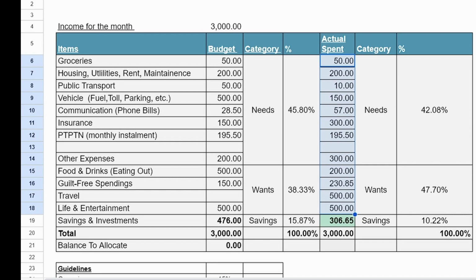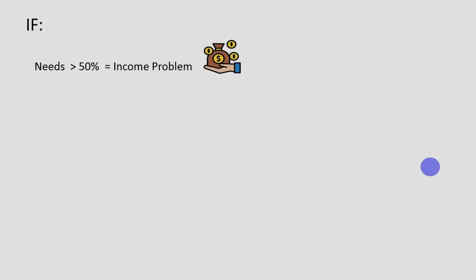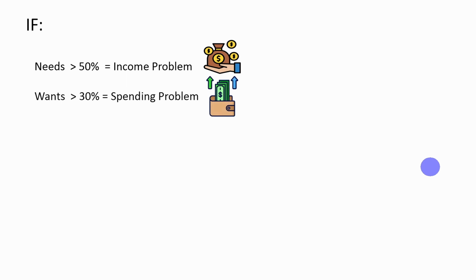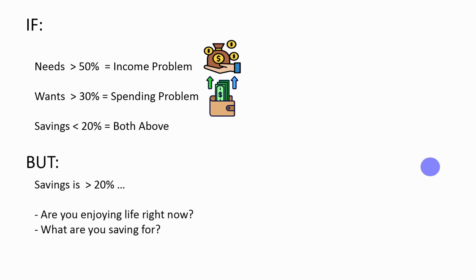Now, based on the previous chart, you need to check if the needs is greater than 50%, then we have an income problem. If the wants is greater than 30%, then we have a spending problem. And if your savings is less than 20%, you might have both of the above. But when your savings is more than 20%, ask yourself, are you enjoying life right now?